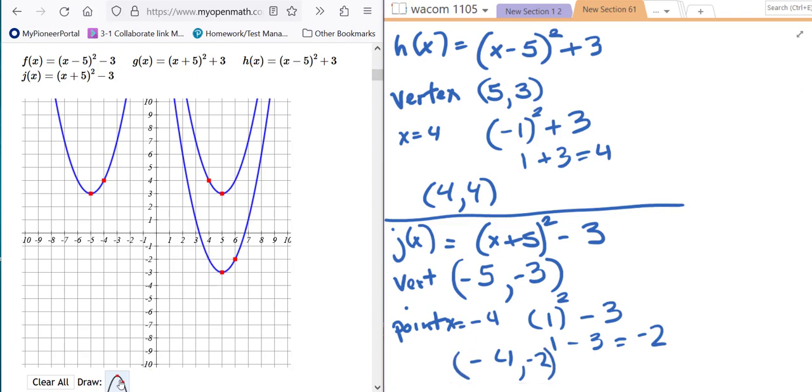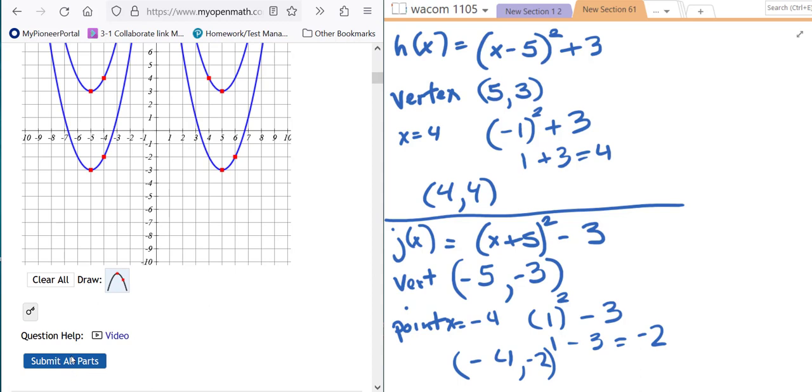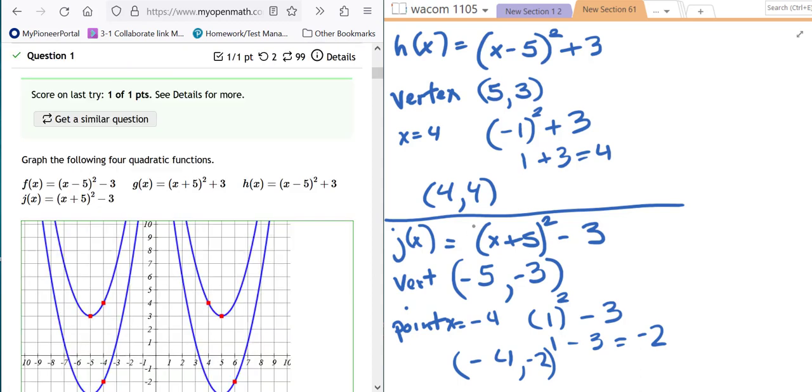We'll do the vertex first, so do our tool. Negative 5, negative 3, and then negative 4, negative 2. Right, and if we're looking at transformations, this was plus inside with the x. That means it needs to go to the left 5. It did, and down 3. There we go. So hopefully our graphs are good.